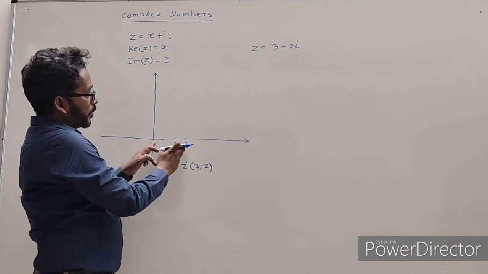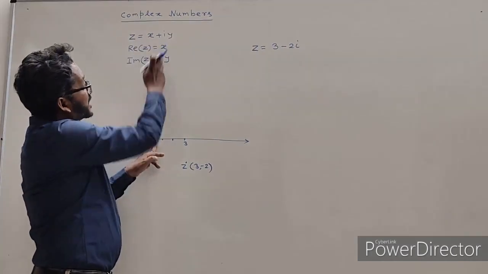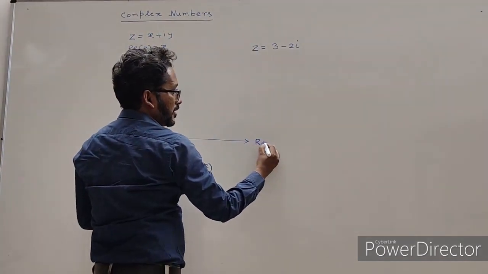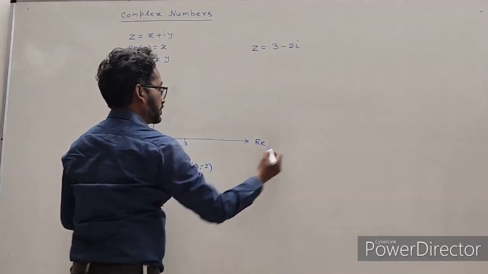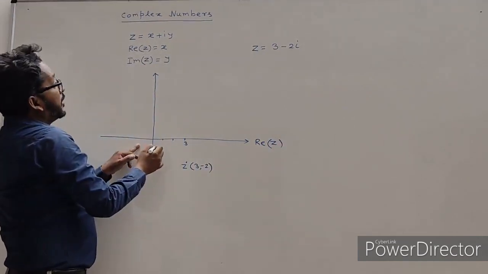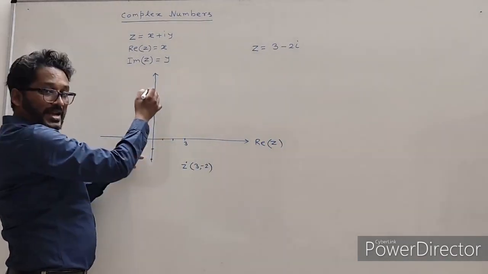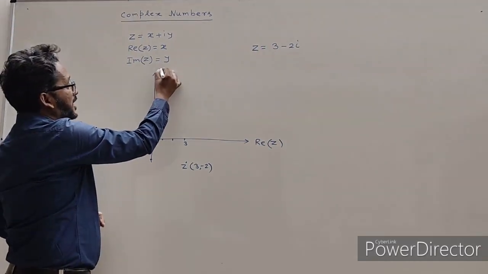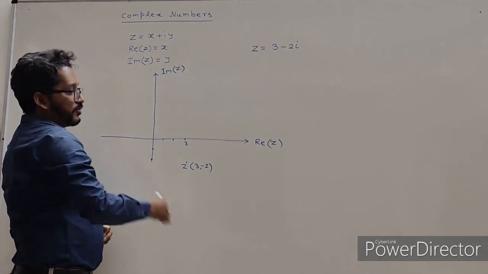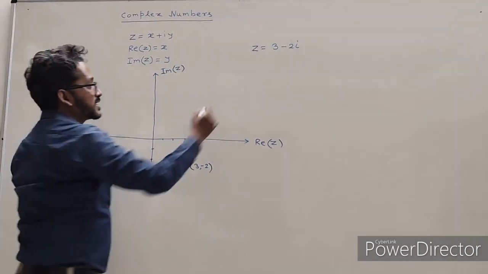Now you observe that we are plotting the real part of z along the x axis, so this axis is known as the real axis, and we are plotting the imaginary part of z along the y axis, so this axis is known as the imaginary axis, and this plane where we plot a complex number is known as the Argand plane.